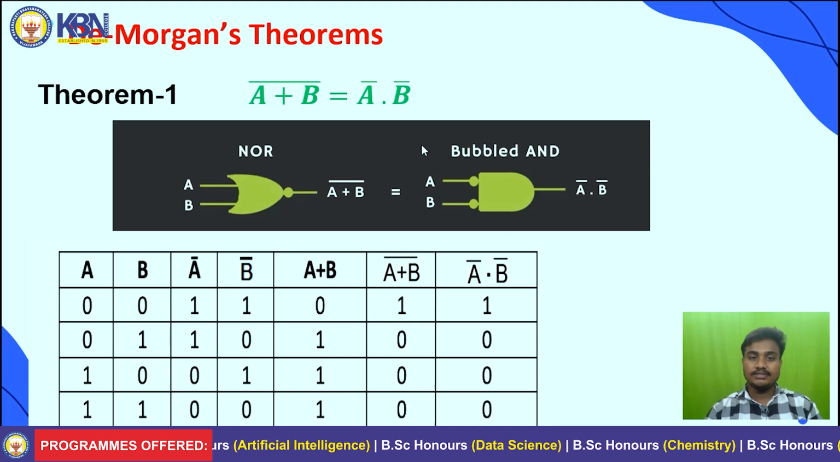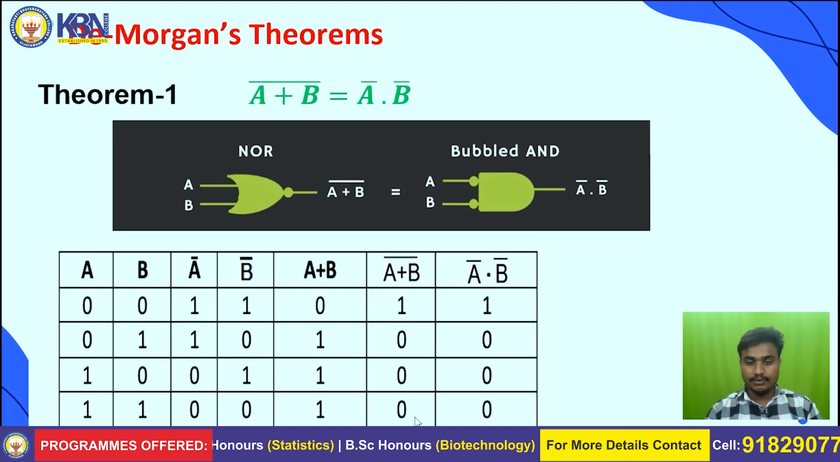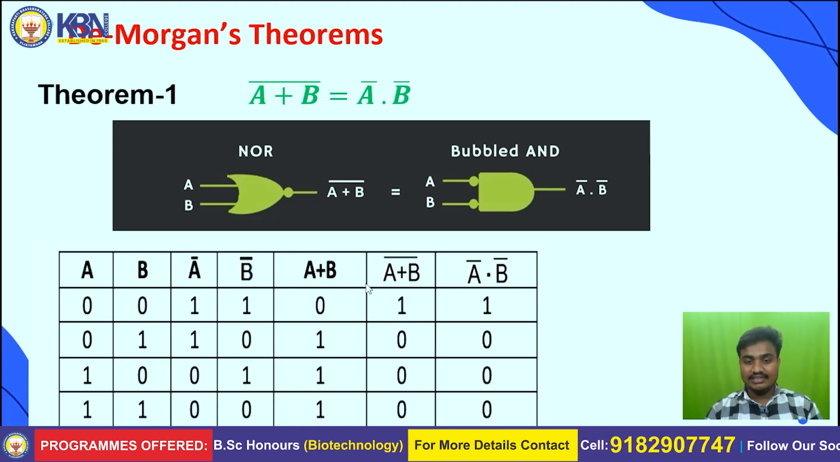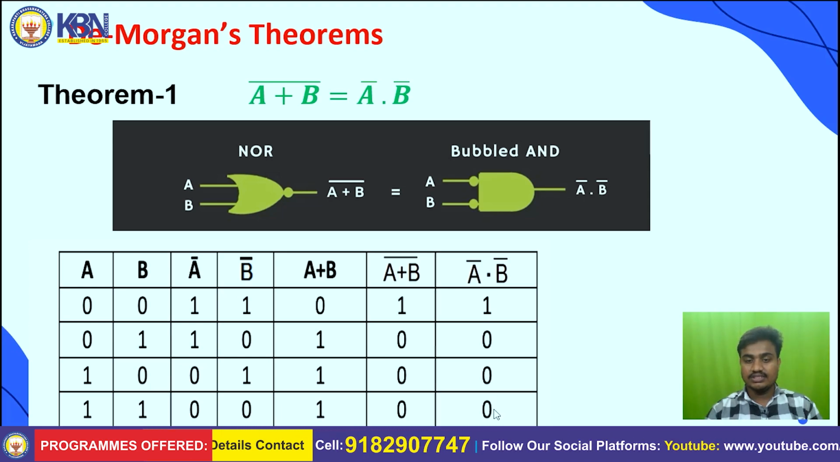A plus B whole bar is equal to A bar dot B bar, which means that when you do this, A plus B whole bar, here you can see in the truth table, it matches this, A bar dot B bar. Here you can see the inputs 0, 0, 0, 1, 1, 0 and 1, 1. The outputs are 1 and all zeros. And it is equal to A bar dot B bar. 1 and all zeros. Both are same.